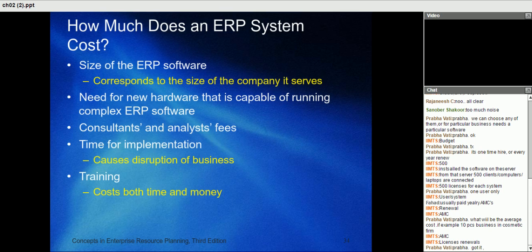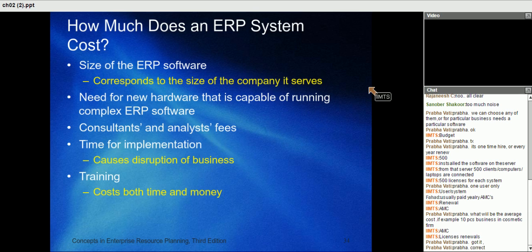Otherwise, how will an IT company earn? If Prabha purchases software from my company, then after that what will happen? How will I run my business? So that's why there is a concept of licensing, renewals, AMCs. Clear to everybody? Fahad, it is clear to you also?